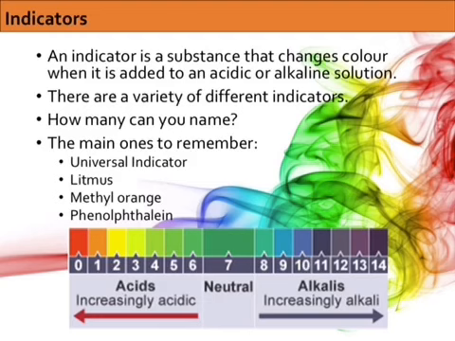We can measure the pH of a solution in a variety of methods. One is to use a pH probe. This will give an electronic reading as to the pH. We can also do it by using an indicator. An indicator is a substance that changes colour when it's added to an acidic or an alkaline solution. The ones you need to know are universal indicator, which gives this nice scale from red up to purple, as well as litmus, methyl orange, and phenolphthalein. We will look at indicators in more detail in the titration tutorial.